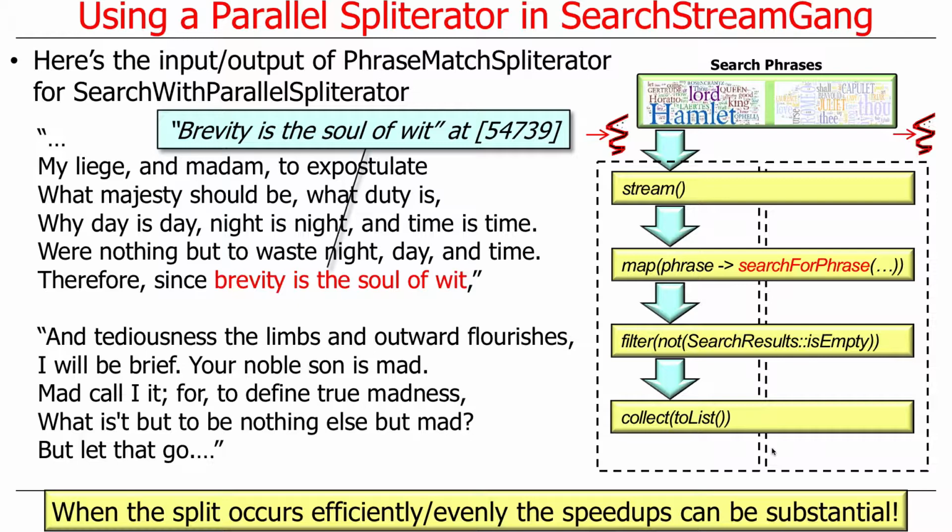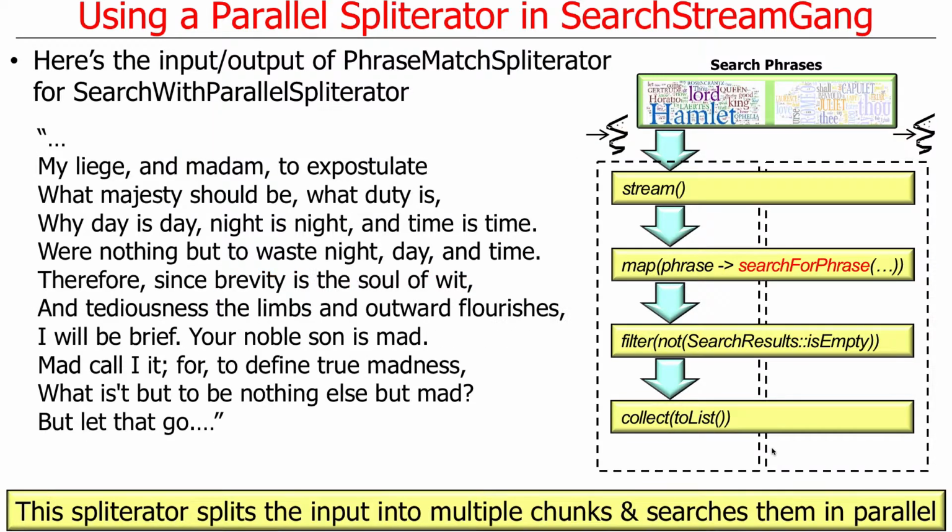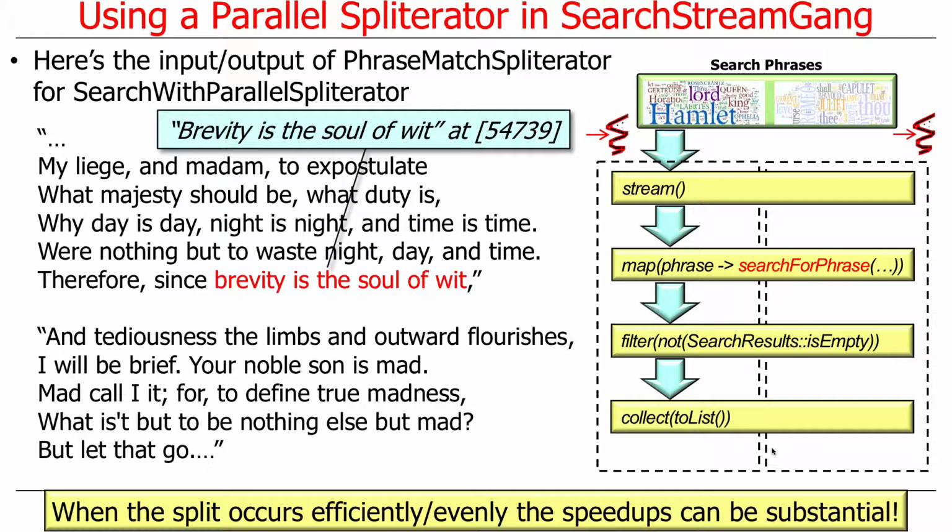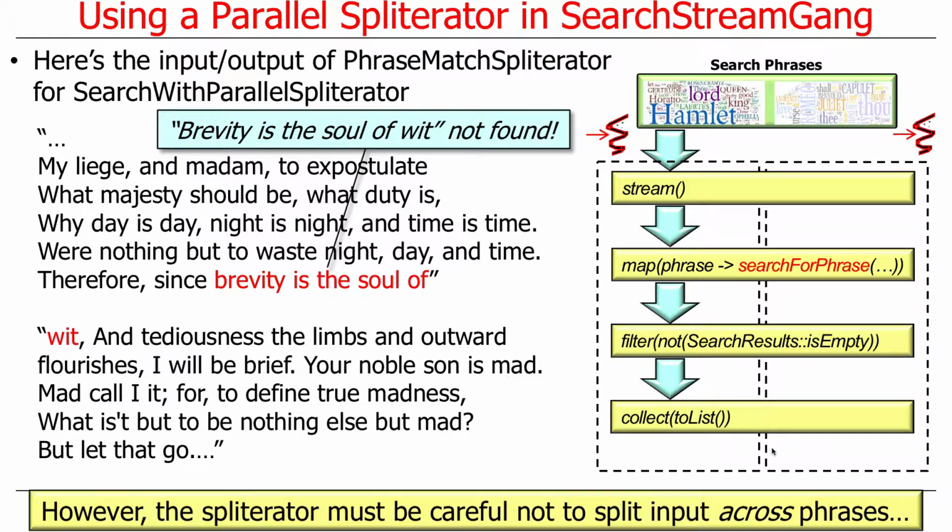So let's say, for the sake of argument, that we split it in half, and that's where it's split. This part will get searched in one thread, and this part will get searched in another thread, and those threads are going to run in parallel. Whereas before, if we'd done it without a parallel spliterator, it would have searched for the phrase in the entire string in one thread. Now it's going to use parallelism to search for the phrase in multiple threads. And if you can do the splits evenly and efficiently, then we'll get a big speedup.